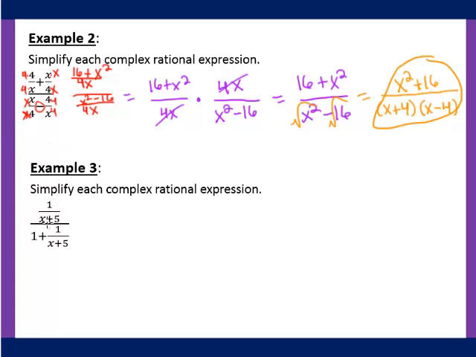Example 3. Now this one is actually, they've helped us out because there's only one fraction on top, which means we don't have to get a common denominator there. So that was nice of them. And then on bottom, we have 1, which we can make be 1 over 1, but we want our common denominator to be x plus 5, so really we're going to turn that 1 into x plus 5 over x plus 5.